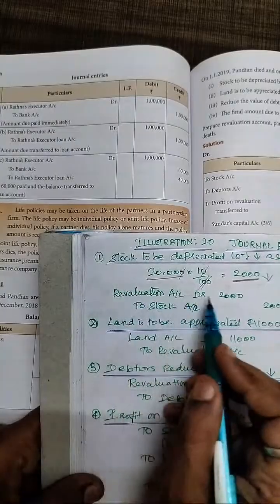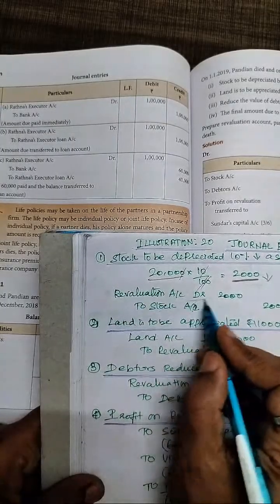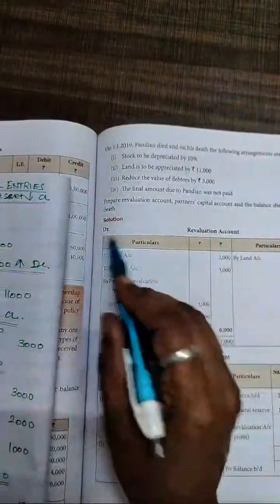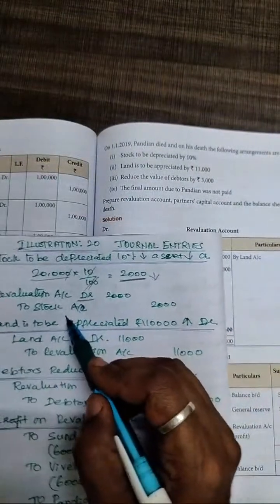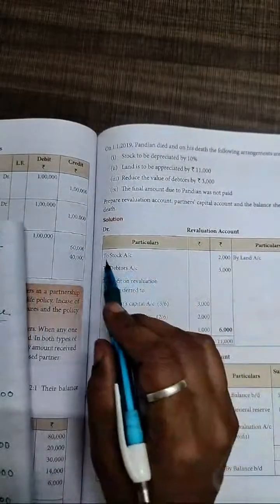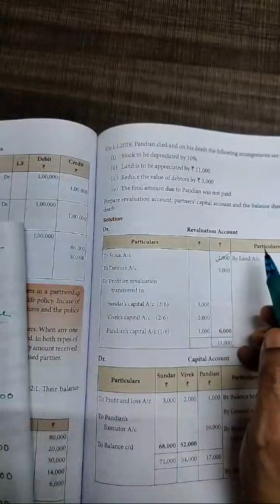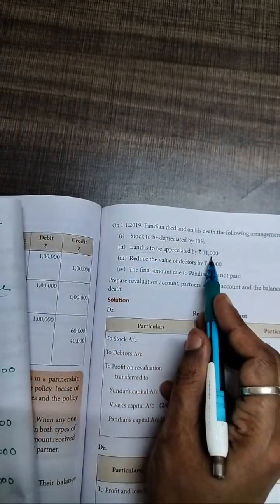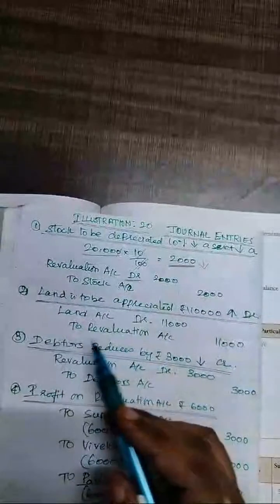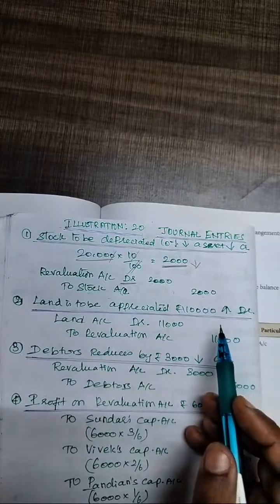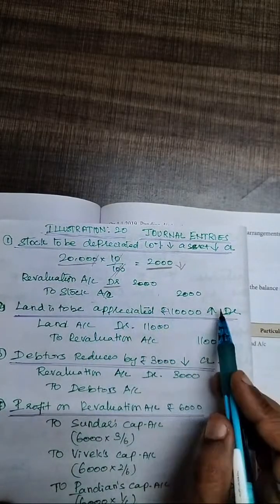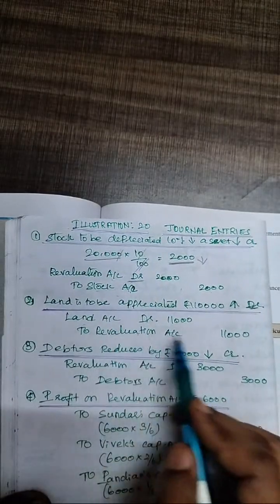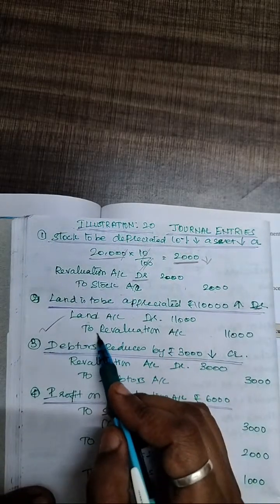Which account to be debited? Revaluation account is to be debited. Listen here. Where does the revaluation account appear? On the debit side. So what you do is, you go to the debit side of the revaluation account and enter the opposite account, that is stock account. 2,000 rupees should be entered on the debit side of the revaluation account. Let's take the next adjustment. Land is to be appreciated by 11,000 rupees. If the land value increases, the asset value also increases. So land account debited 11,000 rupees to revaluation account 11,000 rupees. Let's take this transaction. Where does the revaluation account appear?